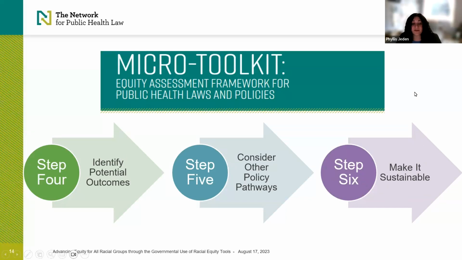So the fourth step asks you to identify those potential outcomes of the policy. Step 5 asks that you consider other potential policy pathways. And step 6 asks you to consider how your policy will be sustainable. And for purposes of the toolkit, a policy can mean a statute, a regulation, an ordinance, an executive order, an organizational policy, formal guidance, or other.